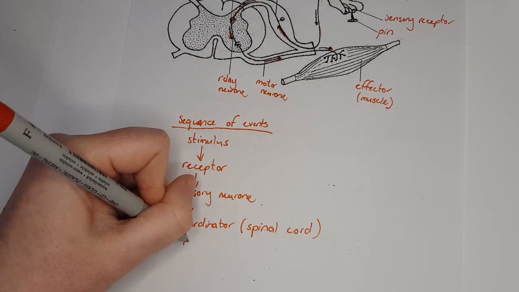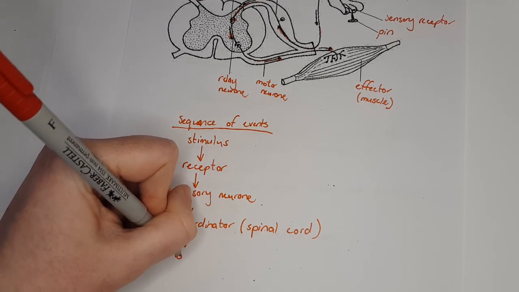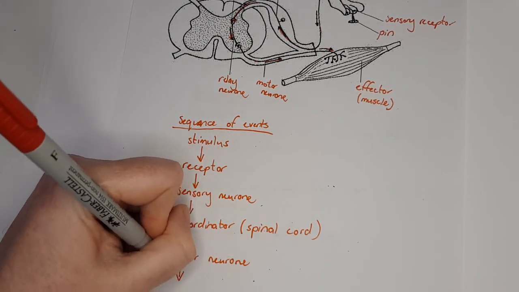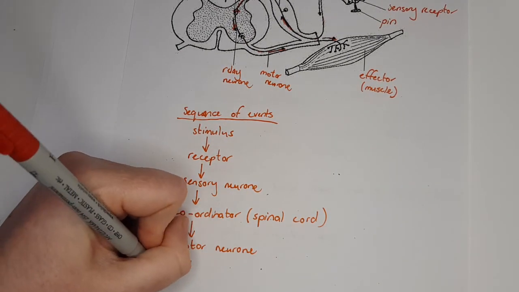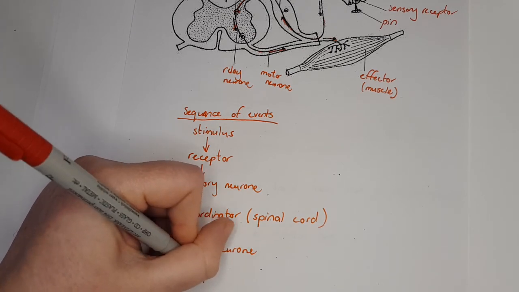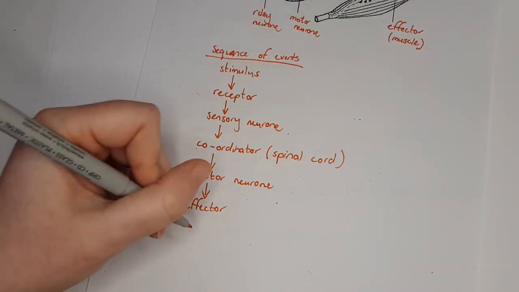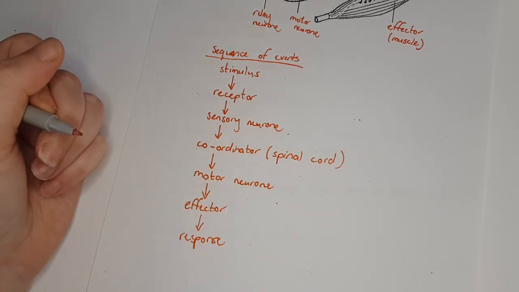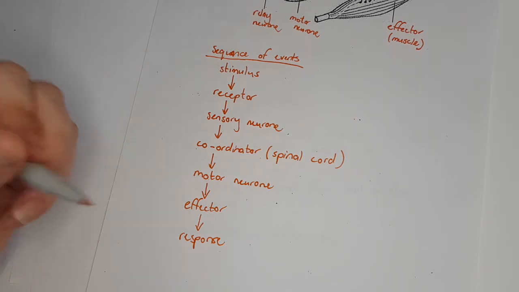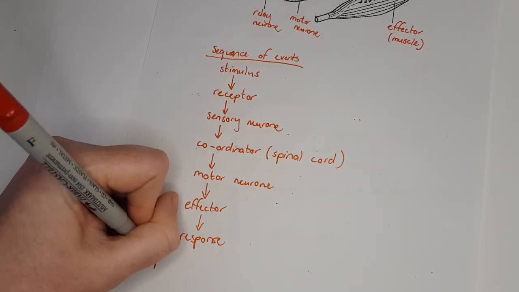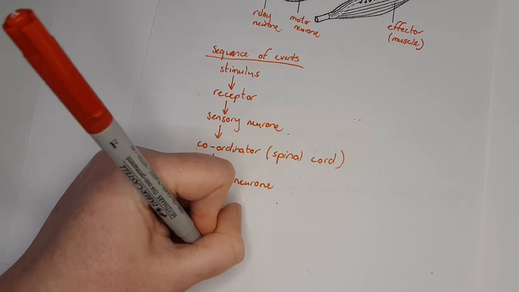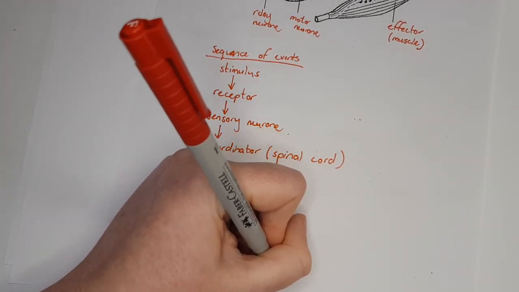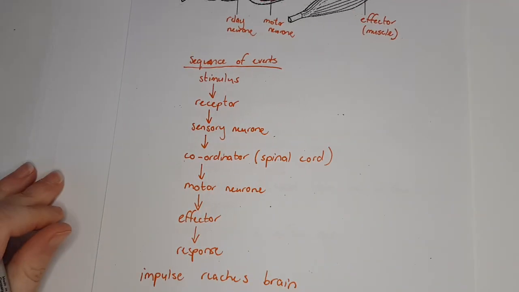Okay, from there, it's going to send the impulse through a motor neuron, which would end up going to an effector. Okay, which would then cause a response. And then after that's occurred, the impulse reaches the brain. And from there, you make a decision about what to do once you've realized what has occurred.